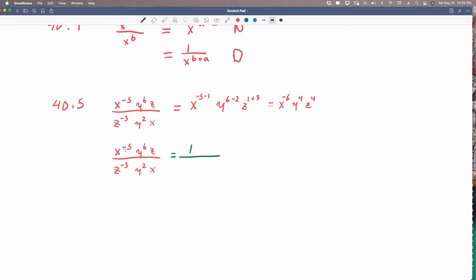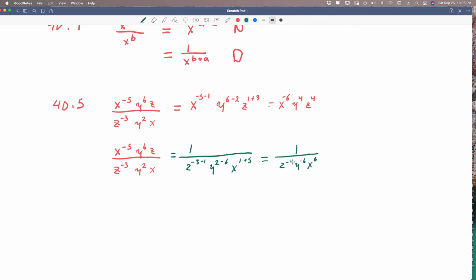When we move x to the negative 5, let's start with z since it's already in the front. We'll do z. We've got it to the negative 3. We're going to subtract positive 1. All right, and then we have y to the positive 2. We're going to subtract 6. And we have x to the 1. Because this is already negative, we add 5. So this becomes 1 over z to the negative 4, y to the negative 6, x to the positive 6.